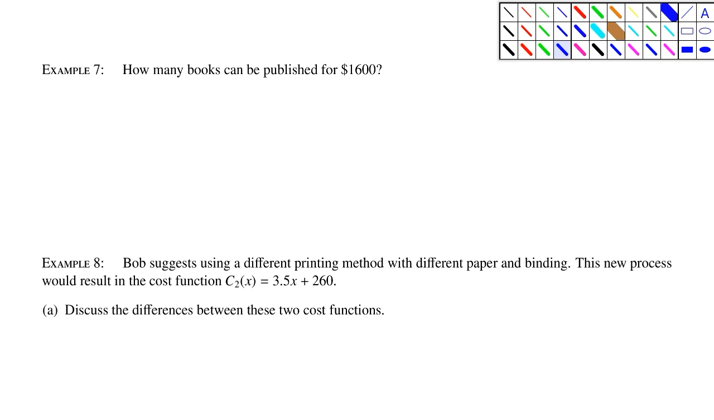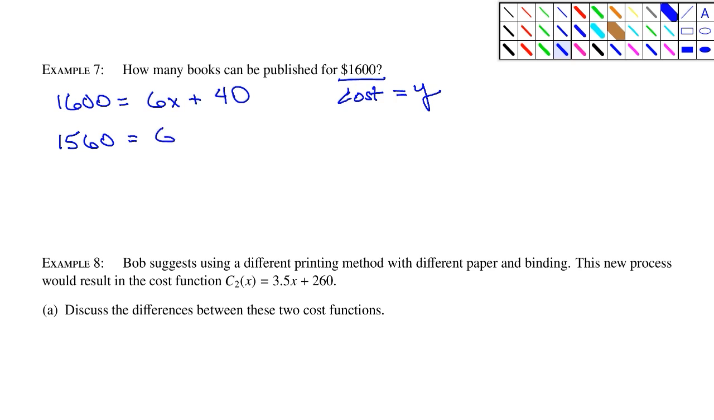Example 7. How many books can be published for $1,600? So the question is, what does $1,600 represent? That is a cost, because it's money, which means it's the y value. So I'm going to use the original equation again. I'm going to get $1,600 is equal to 6x plus 40. And now we solve for x. So move the 40 over. You get 1,560 is equal to 6x. And then divide both sides by 6, and we get 260. And the units would be books, because this is an x value.